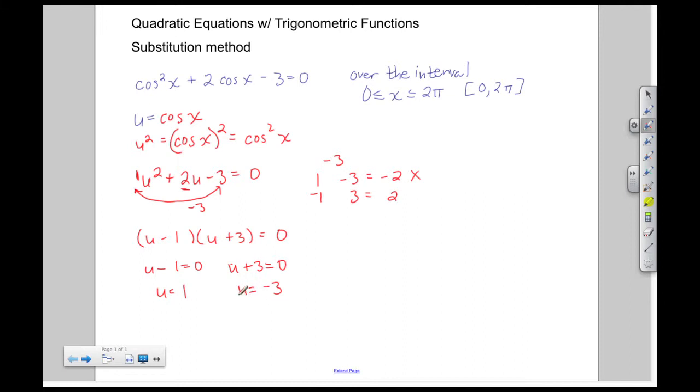Now that I have the two roots in terms of u, I need to switch back so that I'm in terms of cosine x, or in terms of x. In this case, u is the same thing as cosine x, so let's move here and rewrite. So cosine of x is equal to 1 and cosine of x is equal to negative 3. Let's take a look at this second one. Cosine x is equal to negative 3. We know from trigonometry that our cosine values oscillate. It's as high as a positive 1 and it'll get as low as a negative 1. Cosine value will not come out to be a negative 3, which is less than negative 1. So we can disregard that as a solution.